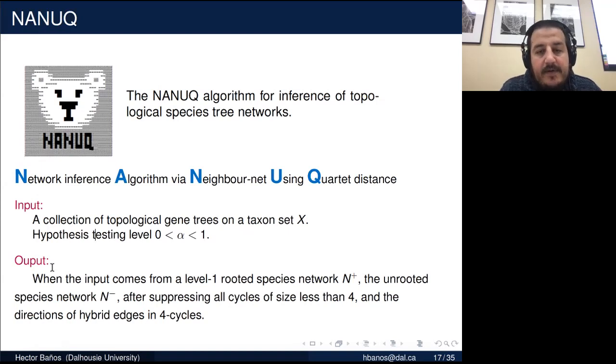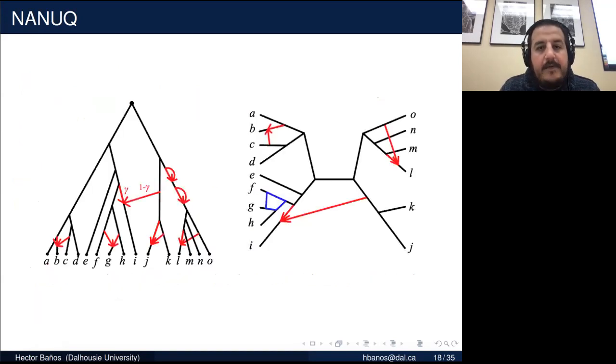the unrooted species network obtained after suppressing cycles of size less than 4 and direction of hybrid edges in 4 cycles. What I mean by this is the following. Suppose someone gives you a sample of gene trees that were taken from this network, and you feed those to NANUQ, then NANUQ will give you this back. What is this? This is this network after you suppress the root.